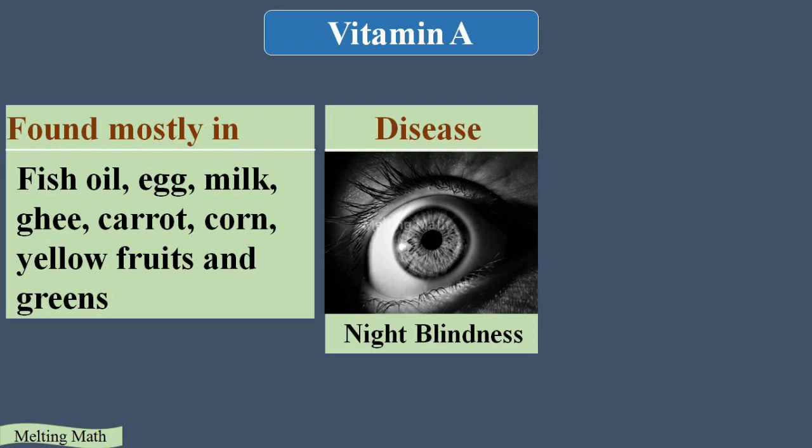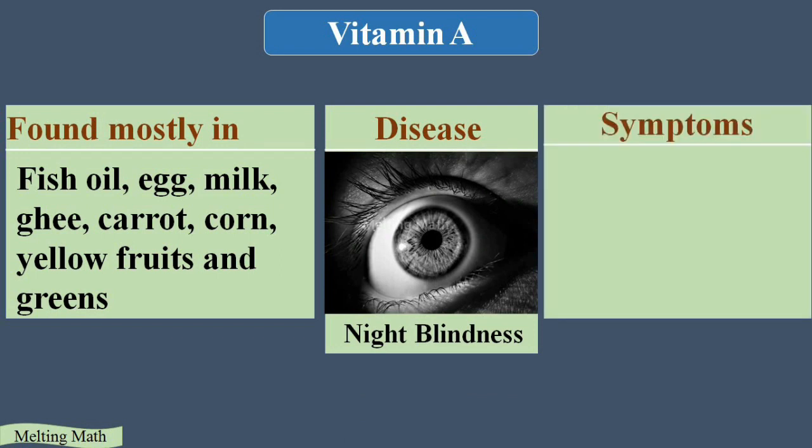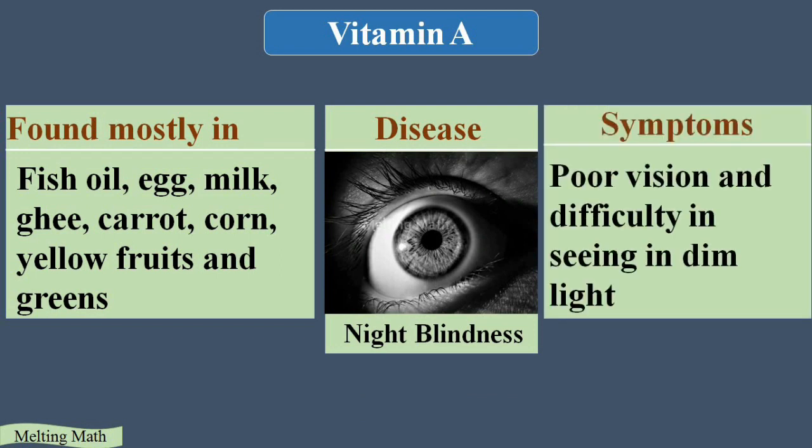The symptoms of night blindness are poor vision. You can't see the object in a clear form. So that's why we are mentioning here poor vision, difficulty in seeing in dim light. I already mentioned. Next, see about vitamin B.